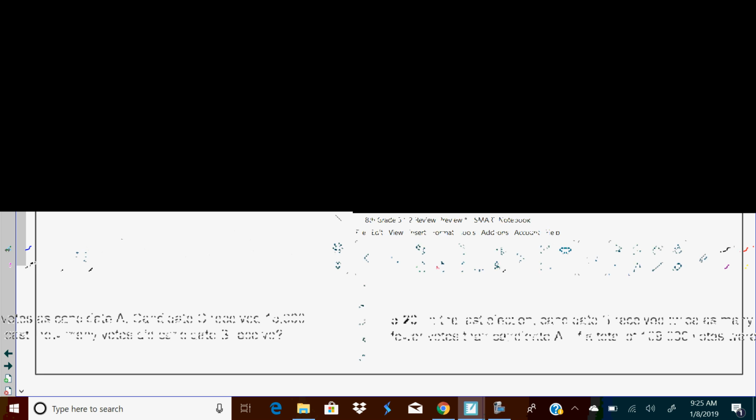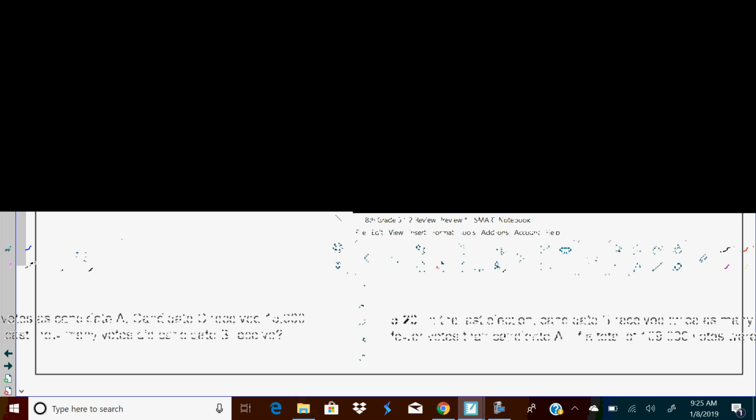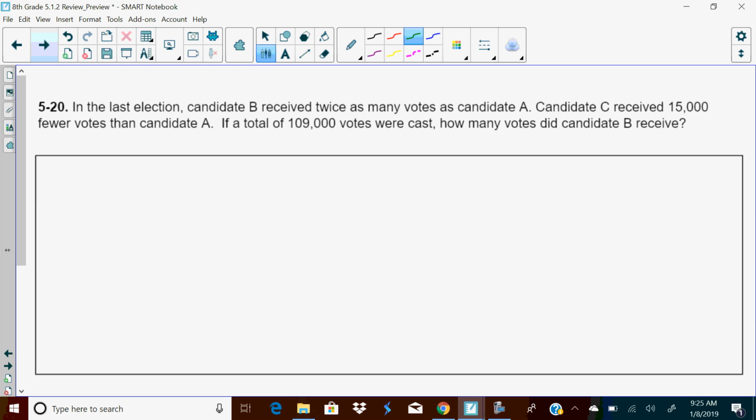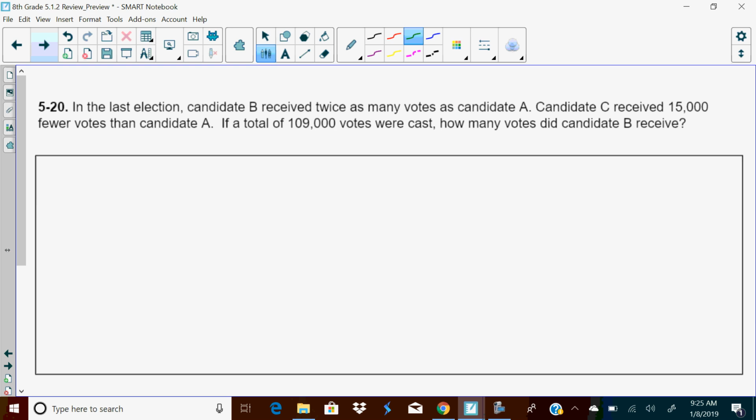And problem 20, in the last election, candidate B received twice as many votes as candidate A. Candidate C received 15,000 fewer votes than candidate A. A total of 109,000 votes were cast. How many votes did candidate B receive? So I made myself a little table with A, B, and C to help me write an equation. You can do it without an equation, but it's easier to do one with.